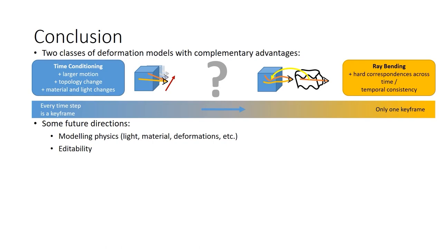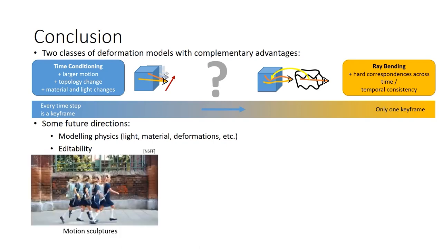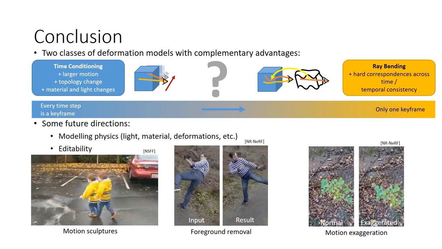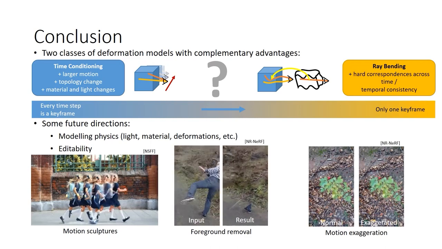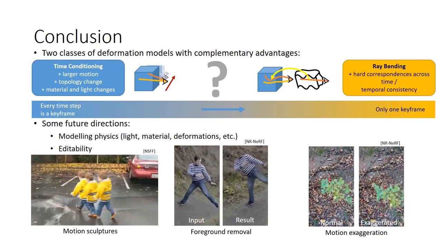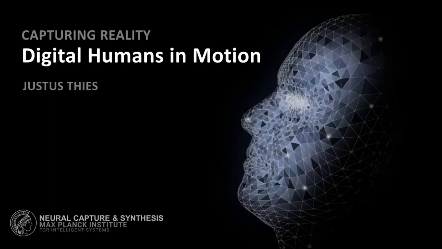to edit the representations. There are already a few examples in the discussed papers. For example, motion sculptures. We can also get some simple visual effects based on foreground removal, and we can exaggerate motion. Thank you very much for your attention.